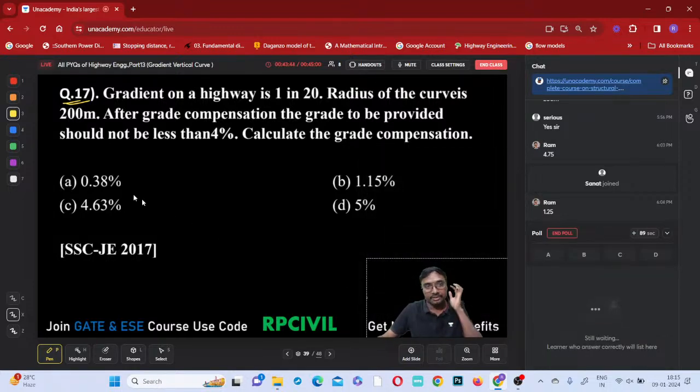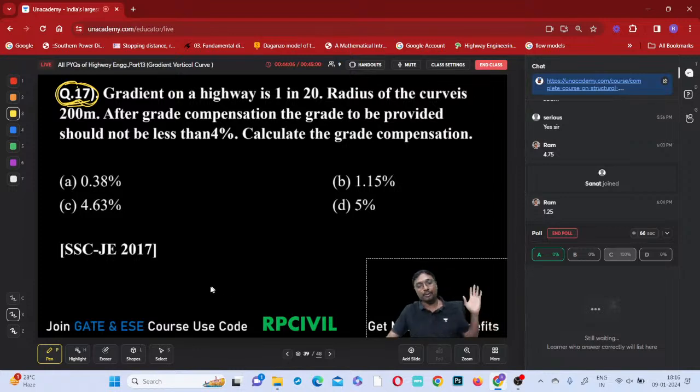17th question, try to answer. Yes, we'll see two more questions. 20 questions only I have added in this PDF. Just we'll finish off those questions, 17, 18, 19, 20, and we'll close. Okay, that would be better. Round figure 20 will be completed. This is SSC JE 2017 question.